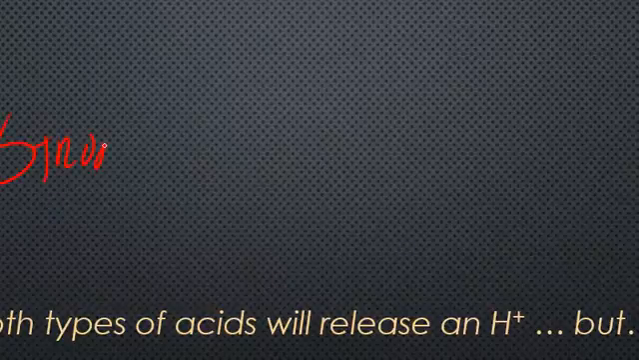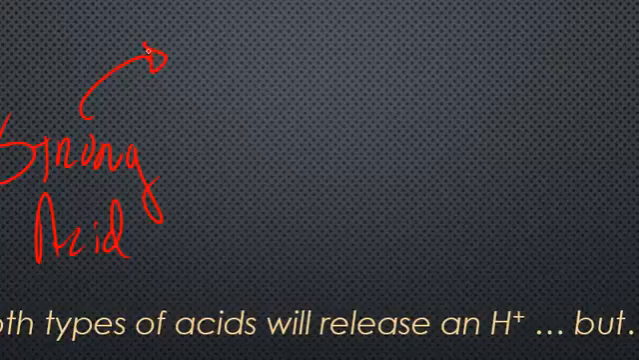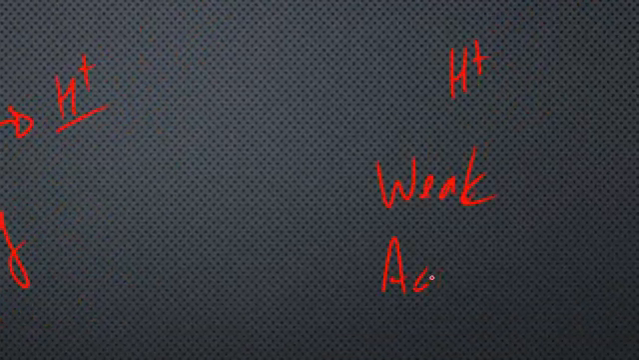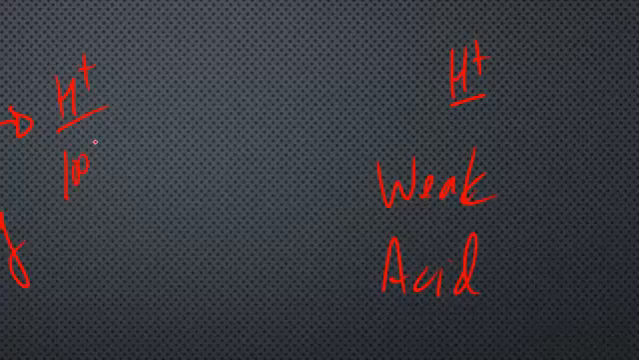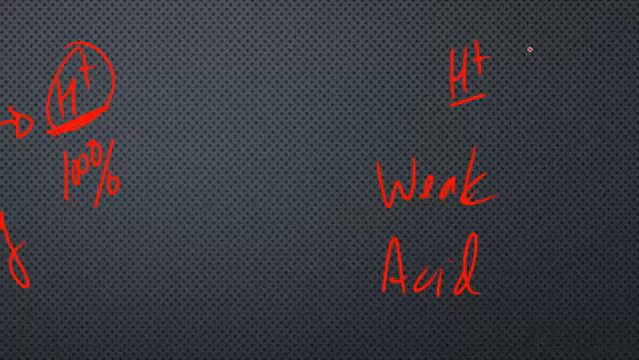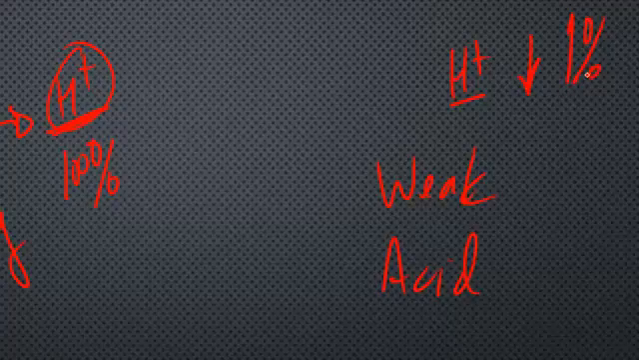So both types release an H. A strong acid will release an H plus, which is no different than the H plus that the weak acids release. The only difference is that 100% of the possible hydrogen ions that can be released are released, whereas here there's a very low percentage, and it's usually less than 1%. So that's kind of the difference.